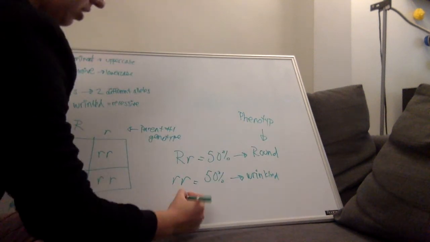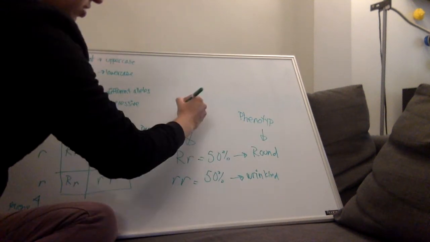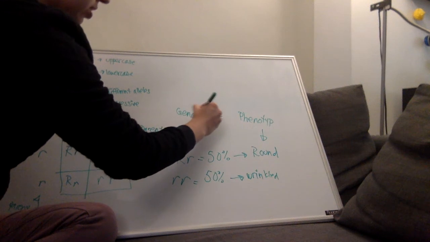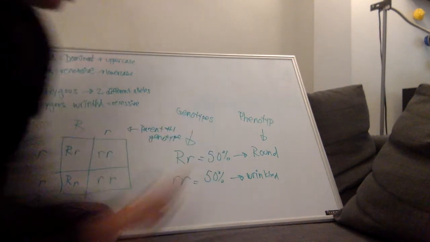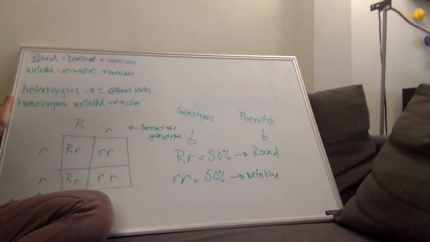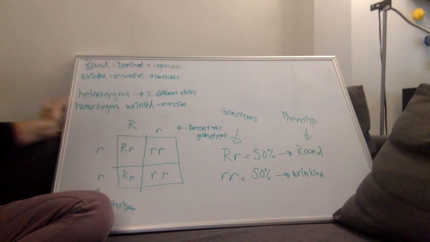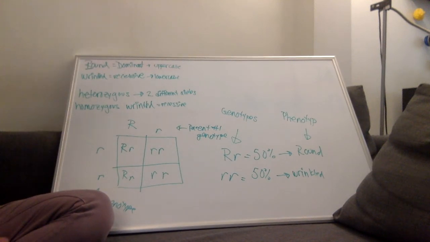Okay, down here, these are our genotypes. Okay? So far, so good. If you don't understand that, maybe pause it, go back.